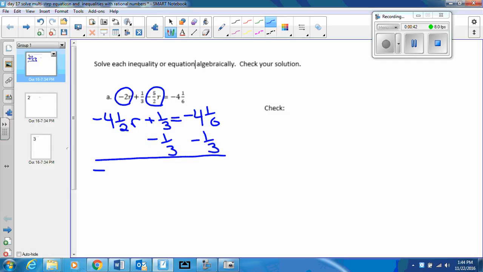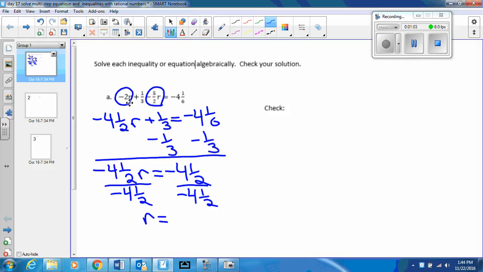On the left side, I get negative 4 1/2 r equals, using my calculator to help me, negative 4 1/6 minus 1/3 gives me negative 4 1/2. And now I would divide by negative 4 1/2 on both sides. And I get my solution, r equals 1. For my check, I go back to the original, everywhere there's the r, and put in our answer, which was 1.